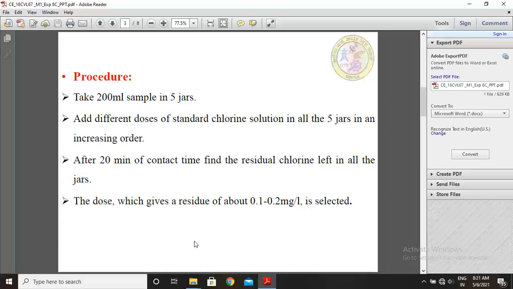Procedure. First step, take 200 ml sample in 5 jars. Next step, add different doses of standard chlorine solution in all the 5 jars in increasing order. Then after 20 minutes of contact time, find the residual chlorine left in all the jars. Then the dose which gives a residue of about 0.1 to 0.2 mg per liter is selected. These are the steps to execute this experiment.